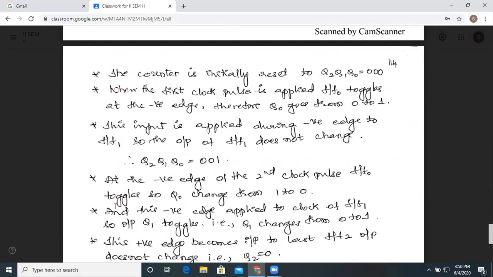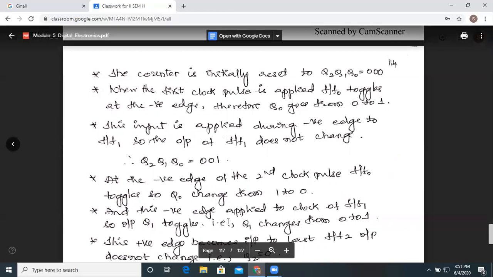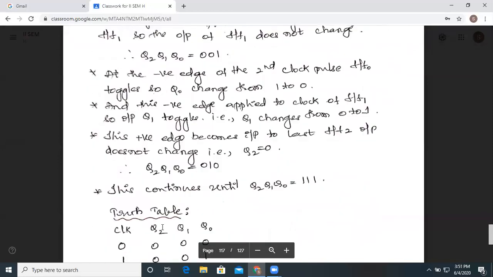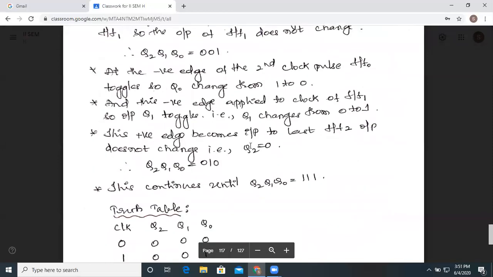When the second clock pulse is applied, at the negative edge of the second clock pulse, flip-flop 0 is going to toggle. So when it toggles, Q0 changes from 1 to 0. At this negative edge that is applied to the clock of flip-flop 1, the output Q1 toggles. So Q1 changes from 0 to 1. This is going to continue.